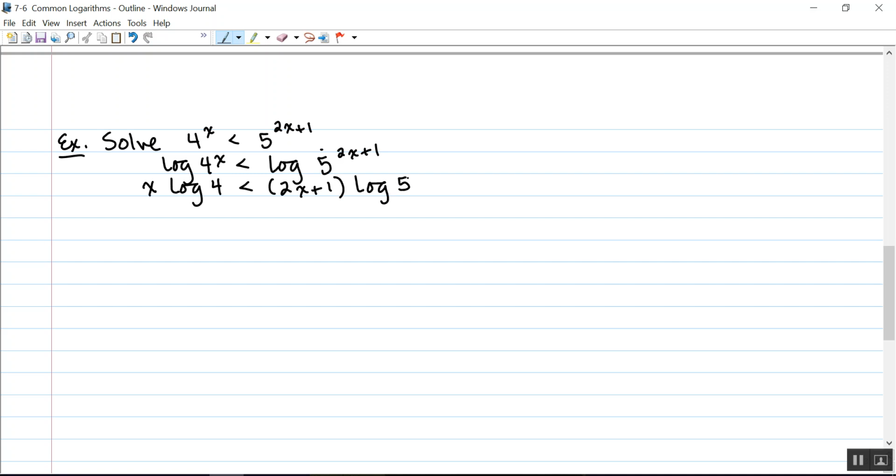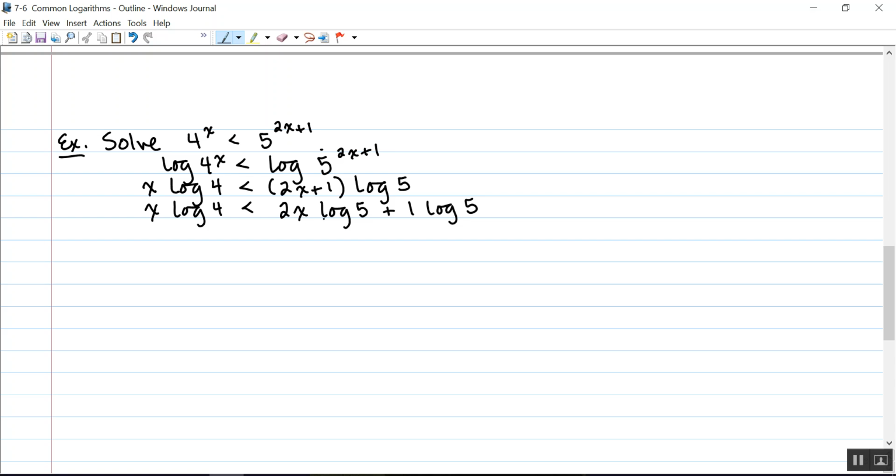Now my goal here is to get x all by itself, and that's a little crazy over here since the x is in parentheses. So what I need to do is distribute on this side of the inequality. So x times the log of 4 is less than 2x times the log of 5 plus basically 1 times the log of 5. I'm going to drop that 1 in just a minute, but basically I distributed log of 5 to 2x and to 1. Now I actually have 3 terms here: x log of 4, 2x log of 5, and another log of 5.